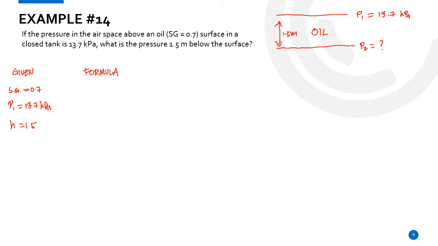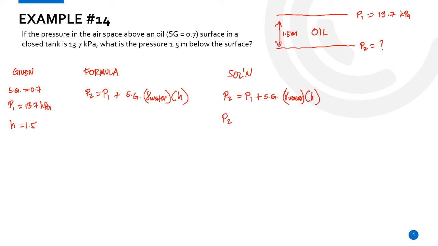So sa atong formula gamiton, P2 is equal to P1 plus specific gravity times specific weight sa water, then times height. Okay? Solution. So P2 is equal to P1 plus specific gravity, then specific weight ni water times height. Okay? So si P2 na to karon is equal to 13.7 times 10 raised to 3 plus specific gravity nga 0.7, then specific weight ni water nga 9810, ang height na to nga 1.5. So makuha na tong P2 na to dira karon na.